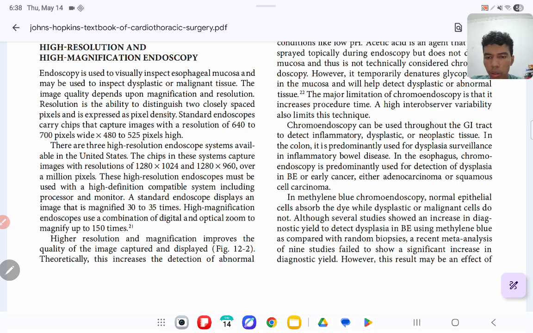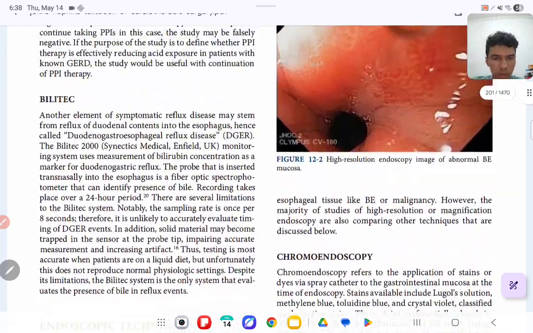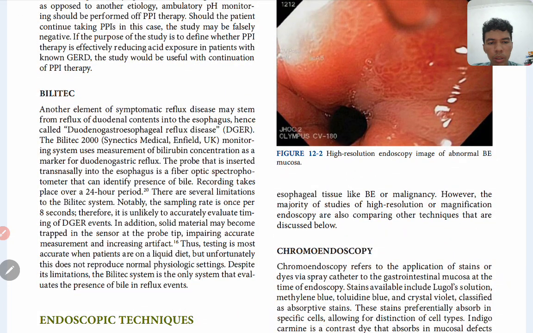Higher resolution and magnification improves the quality of the image captured and displayed. Theoretically, this increases the detection of abnormal esophageal tissue like BE or malignancy. However, the majority of studies of high-resolution or magnification endoscopy also compare other techniques that are discussed below.